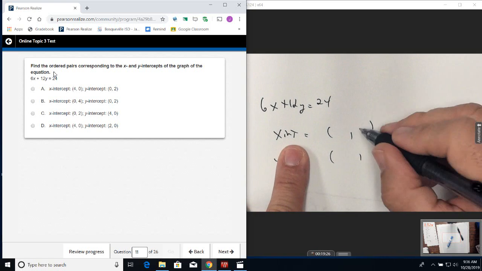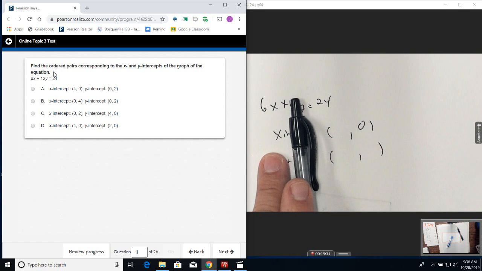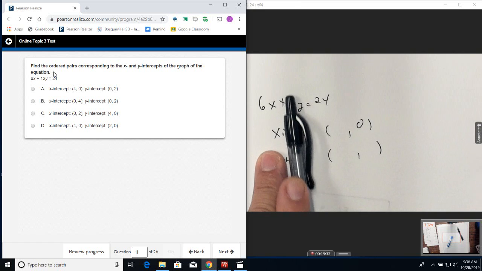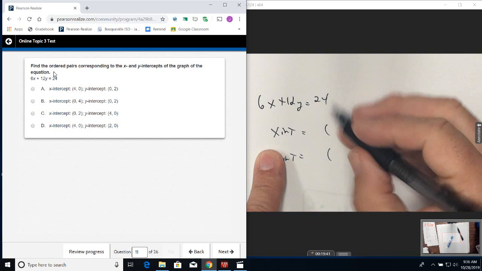Well, to find the x-intercept, we set y equal to 0. If I set y equal to 0, that makes this no value. So 12 times 0 is 0. So this is just saying 6 times what's 24? What would that be? 4.